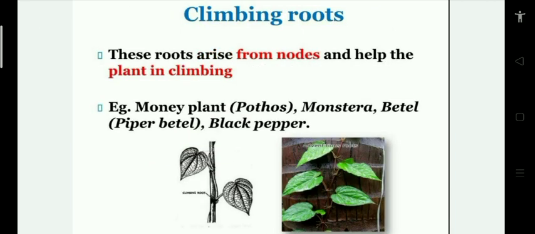Climbing roots. Climbing roots means the roots arise from the nodes and help the plant in climbing. The roots which help in climbing are called climbing roots. Examples: money plant, pothos, monstera, betel, piper betel, black pepper. Climbing roots are present in which of the following plants? Money plant, exactly. Money plant has climbing roots.